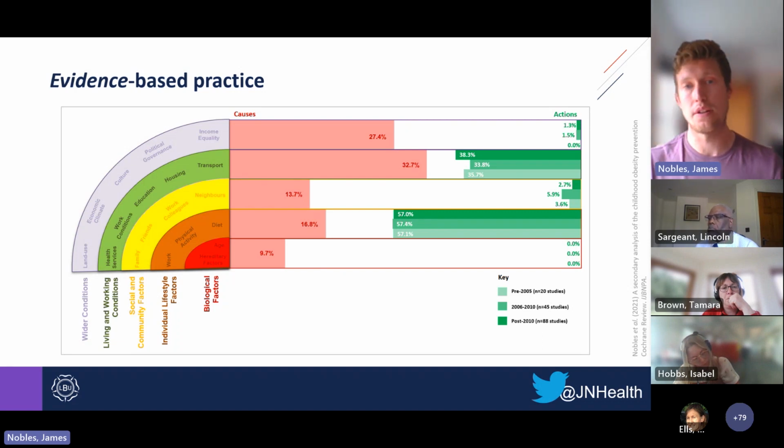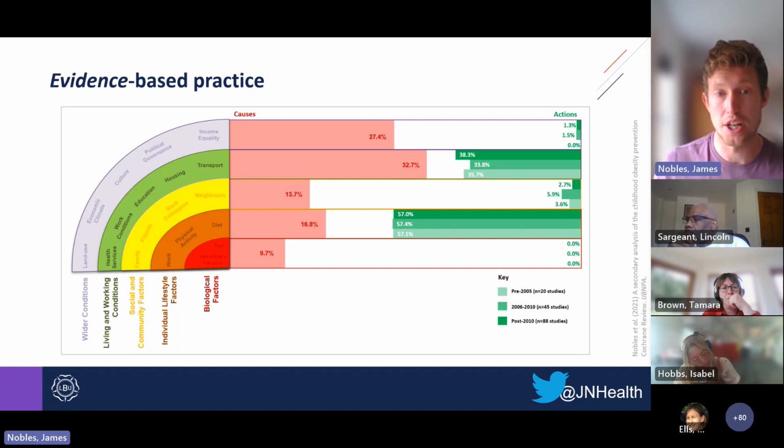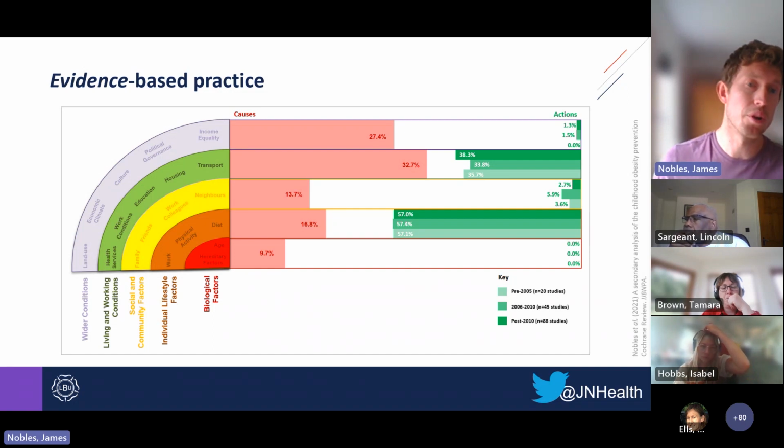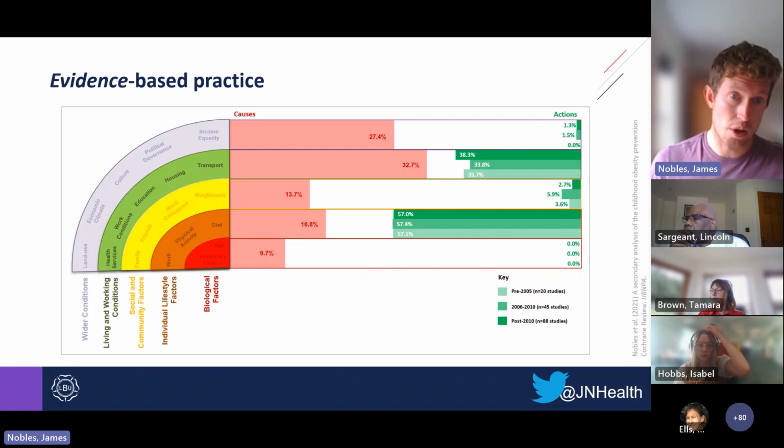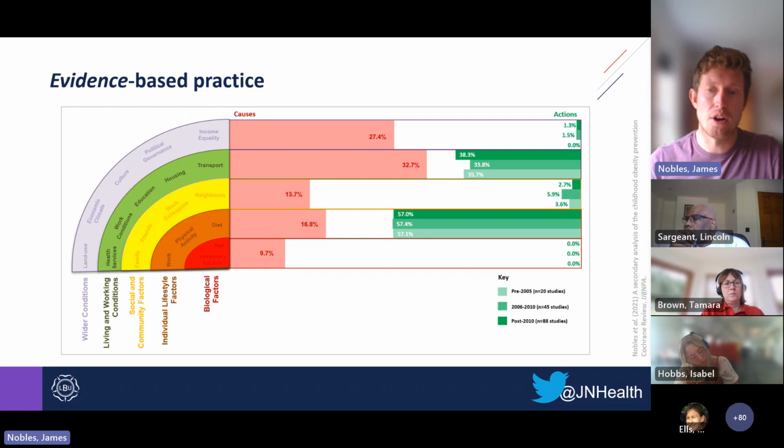depth, given that the focus of this was around childhood obesity prevention, we found that they were typically based in schools, and what they were trying to do in those schools was often, again, educate and inform young people and their families on how to make better lifestyle choices.